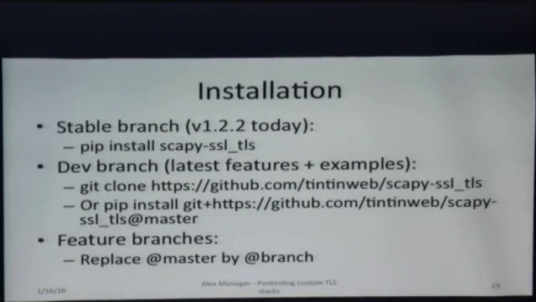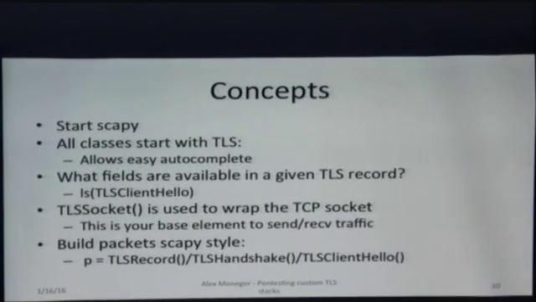So, if you just want to install the stable branch, it should be as simple as pip install scapy-ssl_tls. That should pull all the dependencies and you should be done, right? That's all the links to the other Git repos, but you don't really need that.